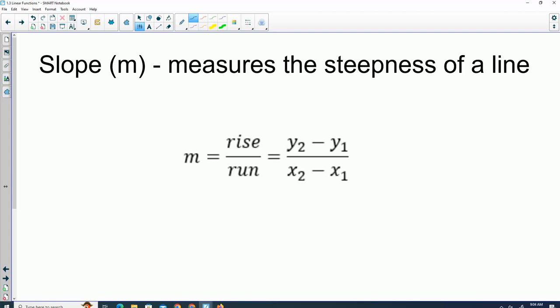Slope is telling us how steep our line is. It can be positive or negative. If our line is increasing, that's a positive. If it's decreasing, that is a negative. If we're looking at a graph, we can count it as rise over run. Otherwise, we have to do the y2 minus y1 over x2 minus x1.